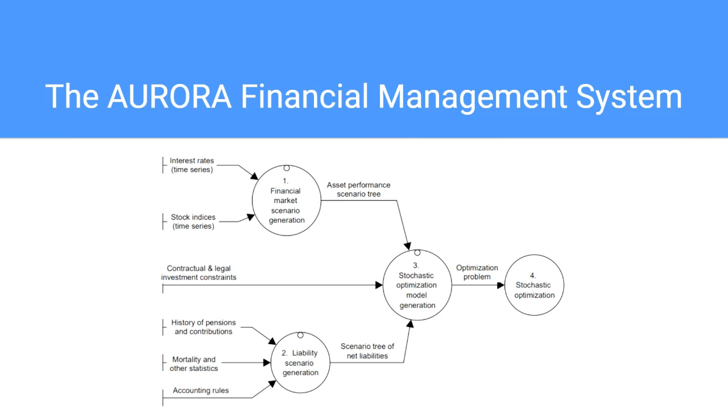Then you take this stochastic optimization model generation, and it also takes in any legal and investment constraints, where I talked about there are illegal things you can't do. So from that point on, it starts to optimize the problem, and then it creates this optimization at step 4.